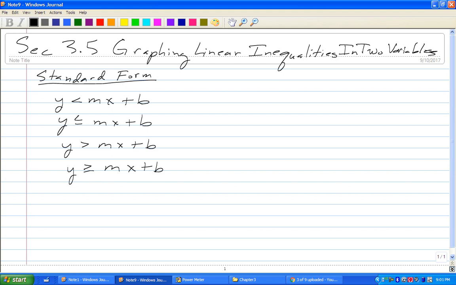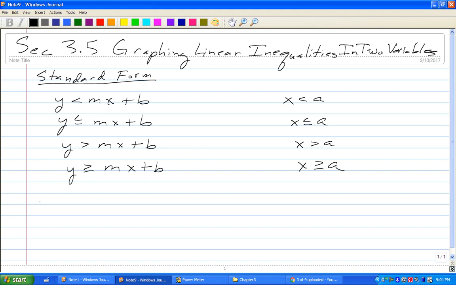Well, it may be that you can't actually solve this inequality for y because there is no y, in which case x less than a, x less than or equal to a, x greater than a, x greater than or equal to a. Then I would say that this is in standard form. So let's do some examples.